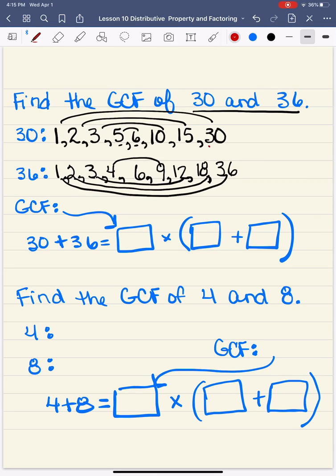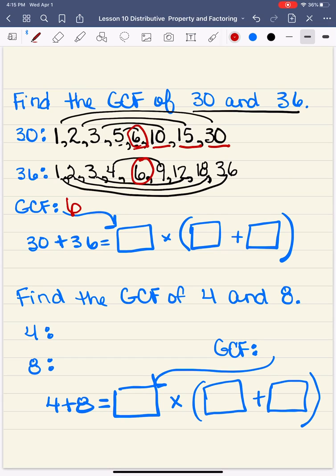So if I'm checking here, 30, that's not in the other row. 15 is not a factor of 36. 10 is not a factor. 6 is. So I'm going to circle that, and that's my greatest common factor. I'm going to put that here.